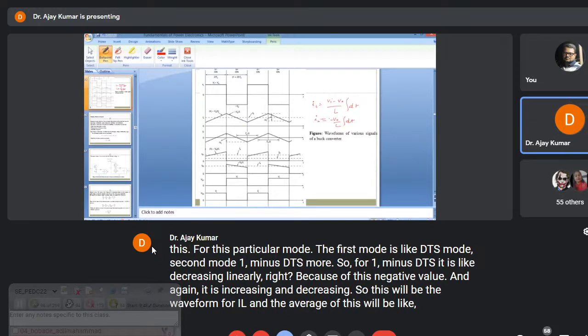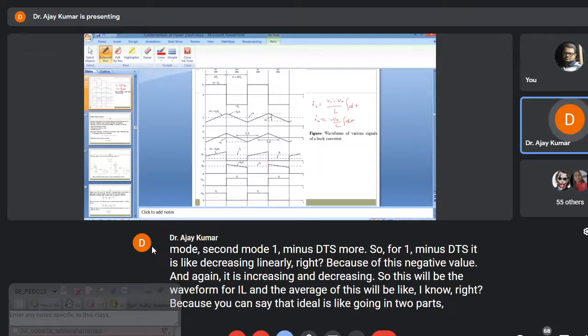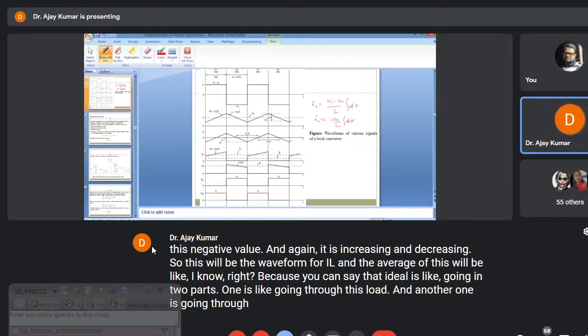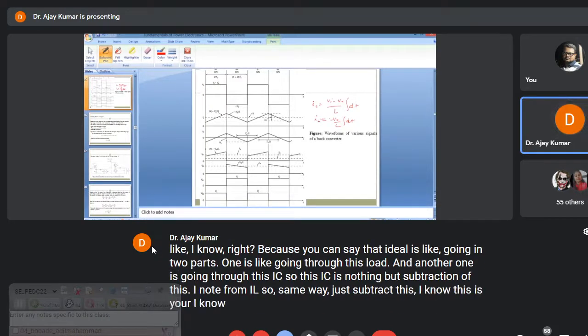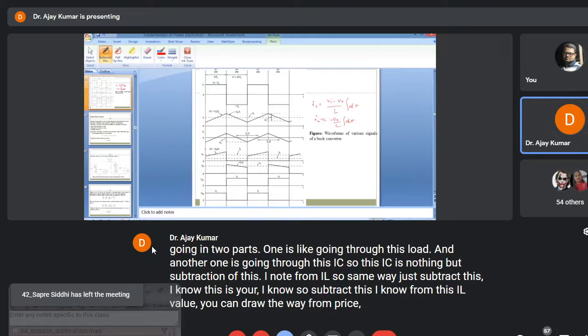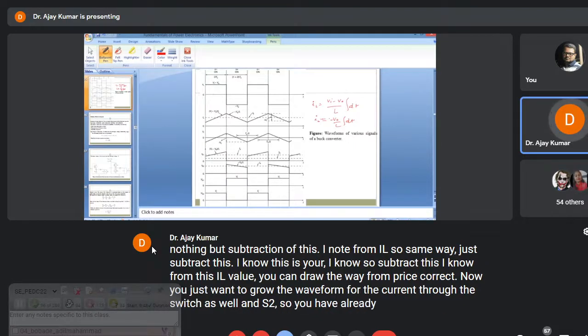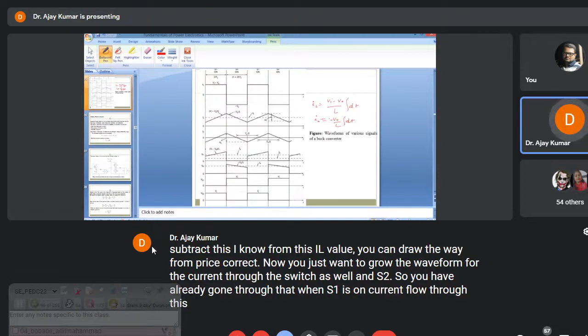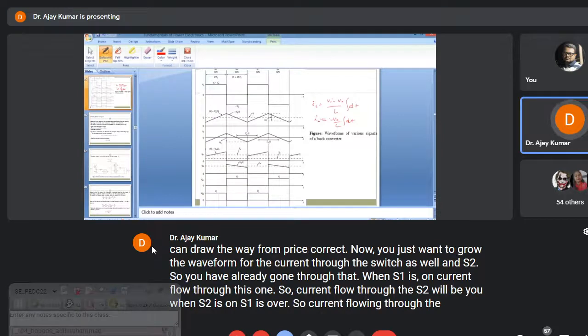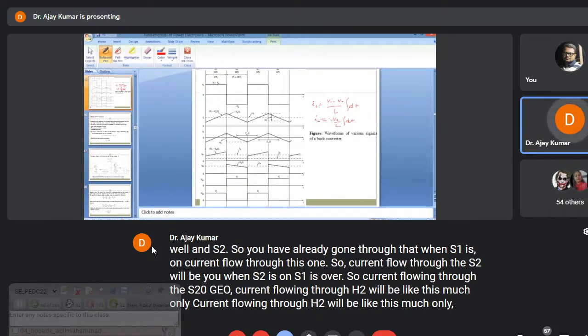Because you can say that IL is going in two parts. One is going through the load, and another one is going through IC. So this IC is nothing but the subtraction of I naught from IL. So same way, just subtract this I naught from this IL value, and you can draw the waveform for IC. Correct? Now you just want to draw the waveform for the current through the switches S1 and S2. When S1 is on, current flows through S1, so the current through S2 will be 0. When S2 is on, S1 is off, so the current flowing through S1 is 0, and the current flowing through S2 will be this much only. Right? And same way you can draw the waveform for VS1 and VS2.